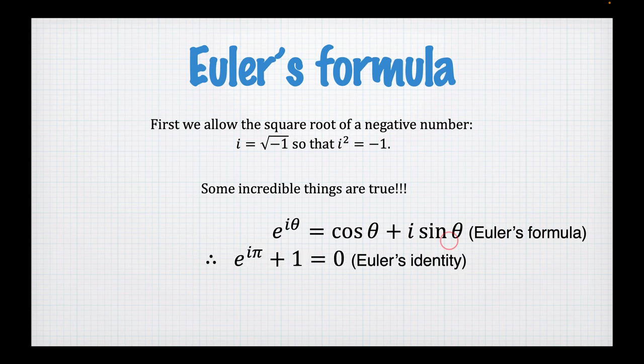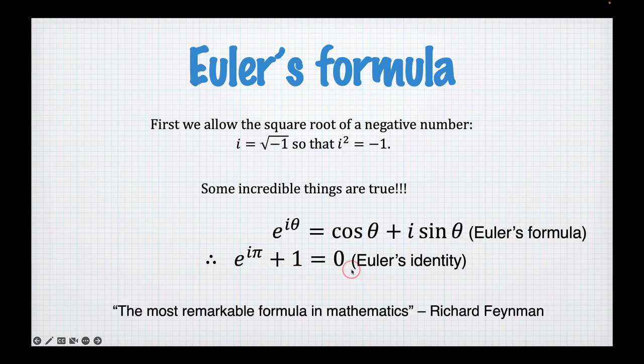If we make theta equal to pi, then we get something called Euler's identity, which says that e to the i pi plus 1 is equal to 0. And this was once described by Richard Feynman as the most remarkable formula in mathematics.